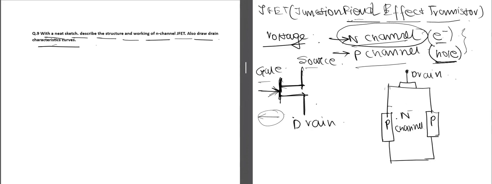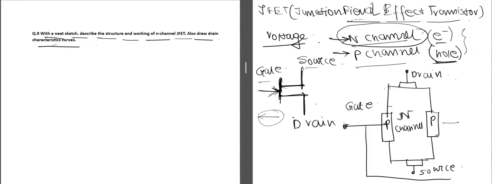For N-channel JFET, as the name suggests, the channel will be of N-type, and on either side of the channel there will be P-type substrate. At this terminal we get our gate terminal, and from this terminal, this is our source terminal.